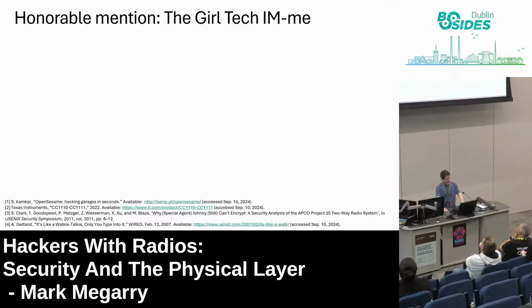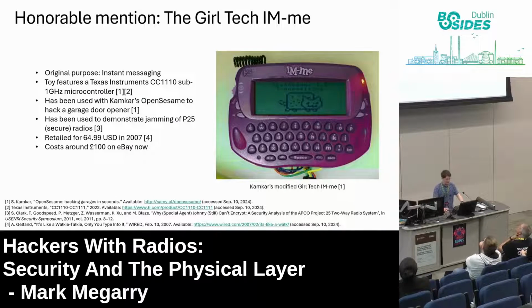And I need to give one honorable mention to the best hacking device of 2007. Folks, this is the Girltech IM-Me, originally designed by Mattel as an instant messaging toy for kids. It features a Texas Instruments CC1110 sub-1 GHz microcontroller, and people found pretty quickly that you can upload custom firmware onto this device. People have used Samy Kamkar's OpenSesame to brute force garage door openers with this pink device. It's been shown to be able to jam P25 secure radios. So for something that sold for about $65 back in the day, that's pretty good.